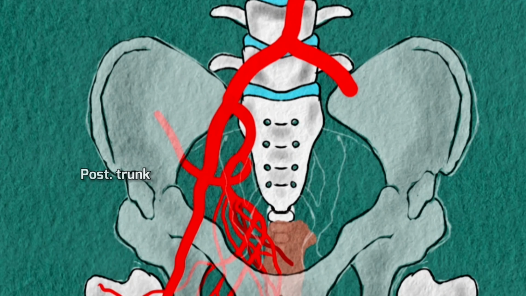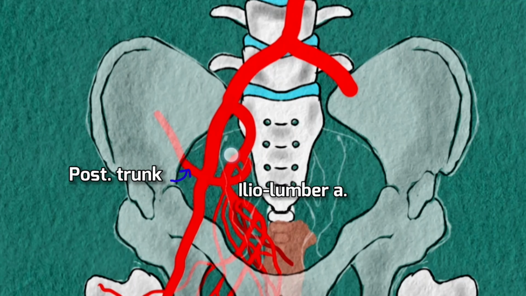Let's see the posterior trunk. The posterior trunk gives rise to arteries that supply the lower posterior abdominal wall, posterior pelvic wall, and the gluteal region. There are typically three branches. The iliolumbar artery divides into lumbar and iliac branches.